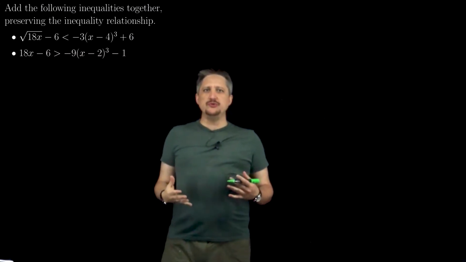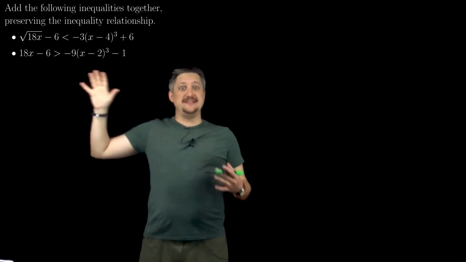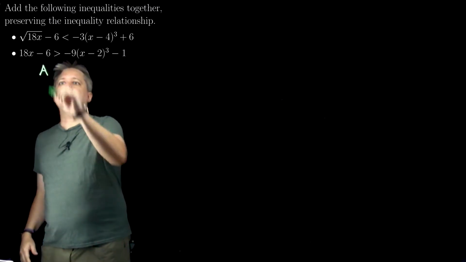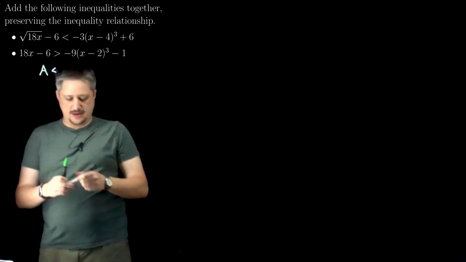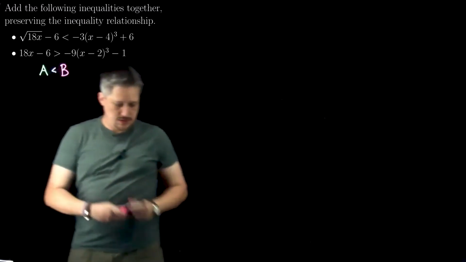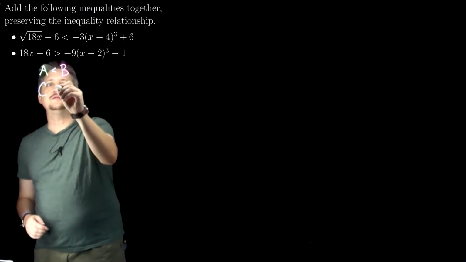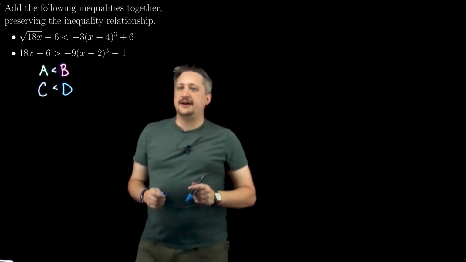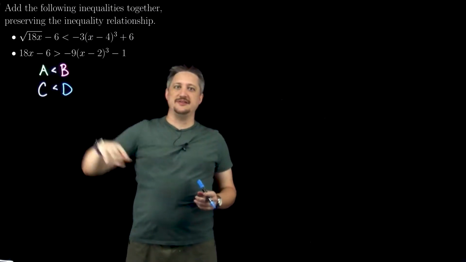So what I'm going to do is write down a simple version of this, just using A, B, C, and D. I'm going to start by saying, if I have, let's say, A, in fact, I'll even try to color coordinate this if I can, A less than B, and let's say, I don't know if I have enough colors, C less than D. So I have A less than B, C less than D, these inequalities.